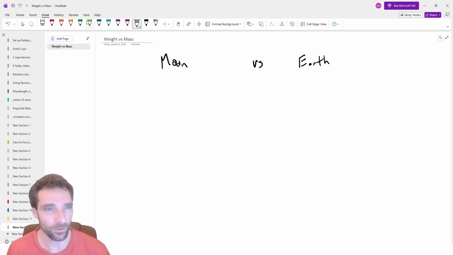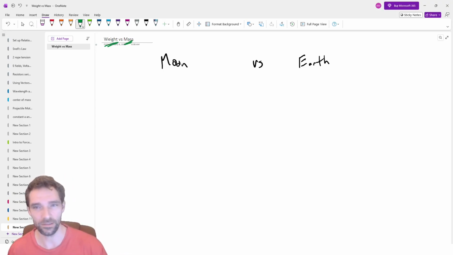I'm going to be going over the difference between weight and mass. These are two terms that are commonly used in everyday English interchangeably, but they actually mean slightly different things in science. So if you're on the moon versus Earth, you may have heard that you would look like you're a different weight on a scale, like when you stand on it, it might measure out something different.